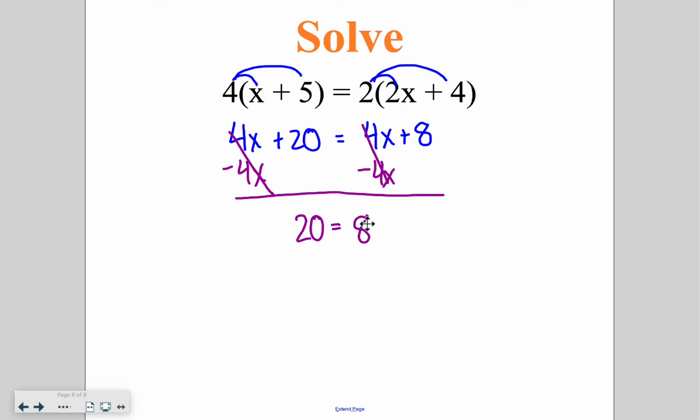So basically what this is telling me is that no matter what we plug in, this equation is going to get us down to an answer of 20 is equal to 8. We all know that that is not an actual thing that can happen. 20 of something is not the same as 8 of something. So if you end up with an equation like this, where you have two non-equivalent numbers set equal to each other, the answer is going to be no solution. It means that no number that you plug in for your variable can actually make this equation work.